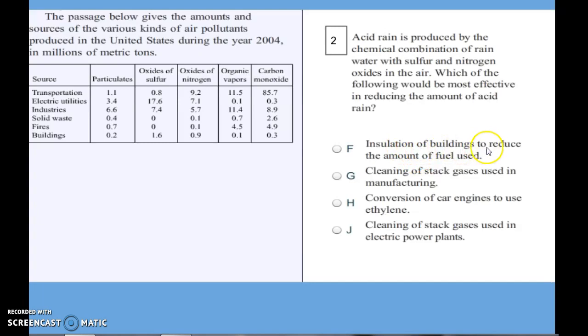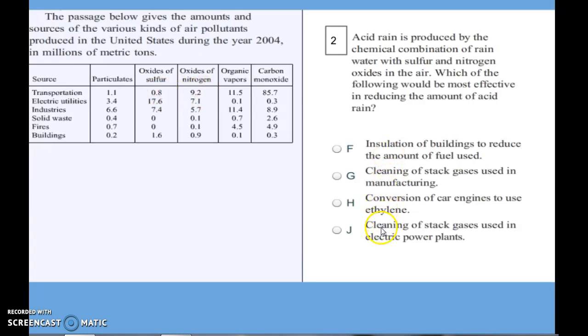So insulation of buildings to reduce the amount of fuel heat. Well, that doesn't deal with electricity, so no. And if we look at buildings, they're very low. Cleaning the stack gases used in manufacturing. Manufacturing industries, that was higher, but nowhere close to electric. Conversion of car engines to use ethanol. Well, transportation is also one of the larger ones, but it's still smaller.